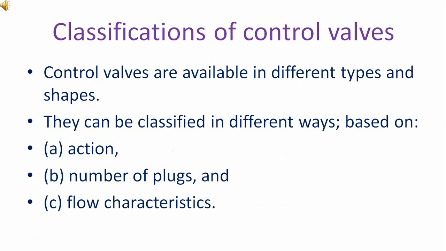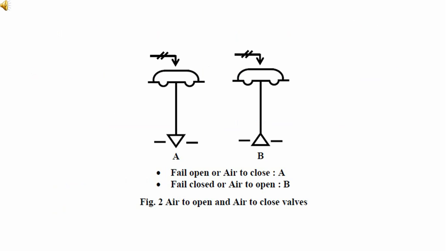Classifications of control valves. Control valves are available in different types and shapes. They can be classified in different ways based on A. Action, B. Number of plugs, and C. Flow characteristics. Figure 2 shows air to open and air to close valves.